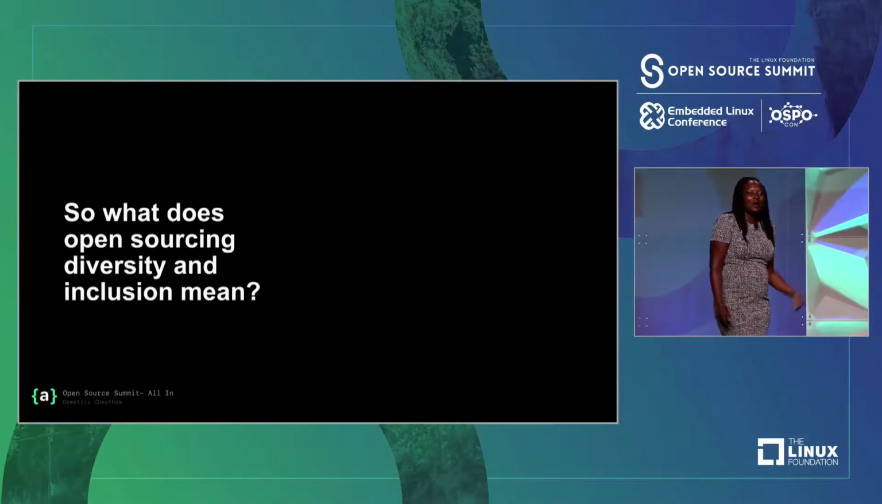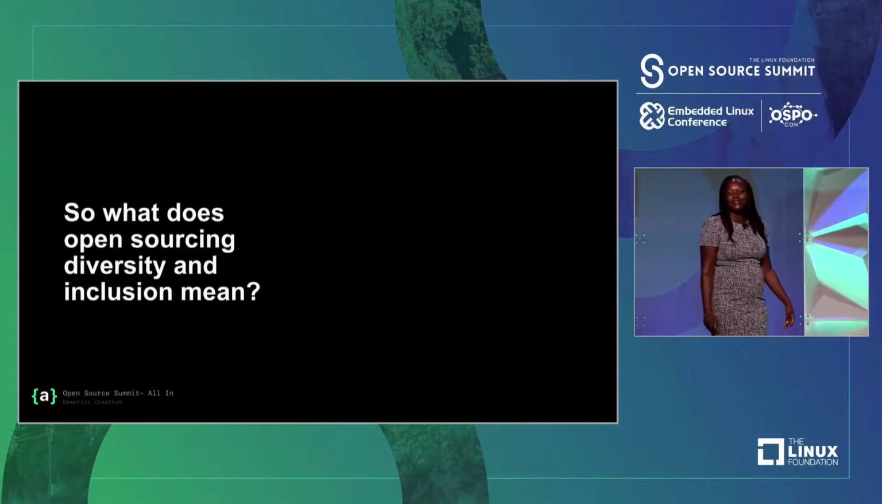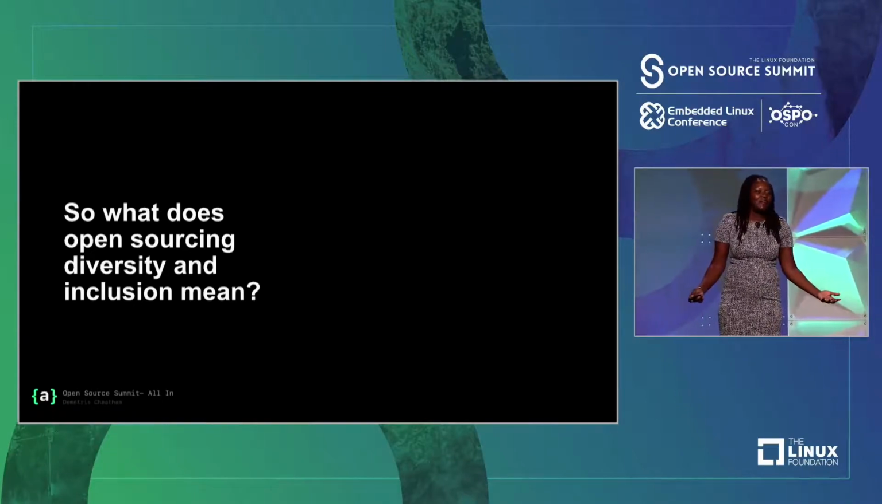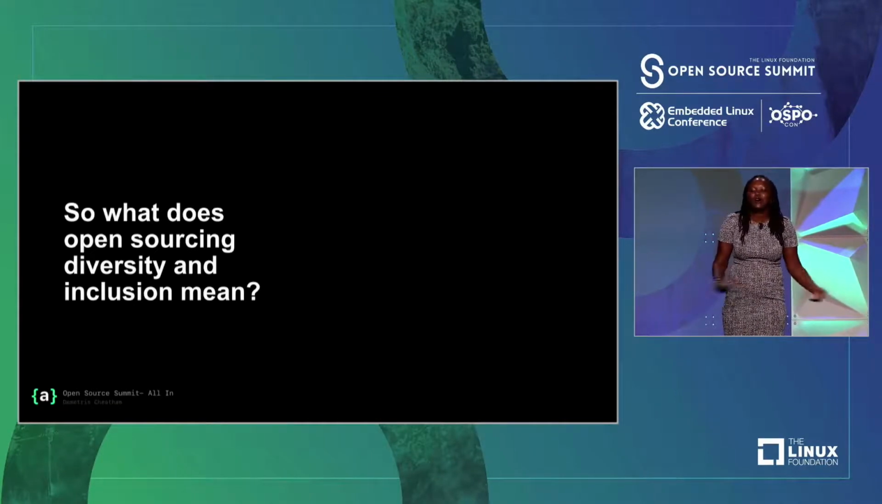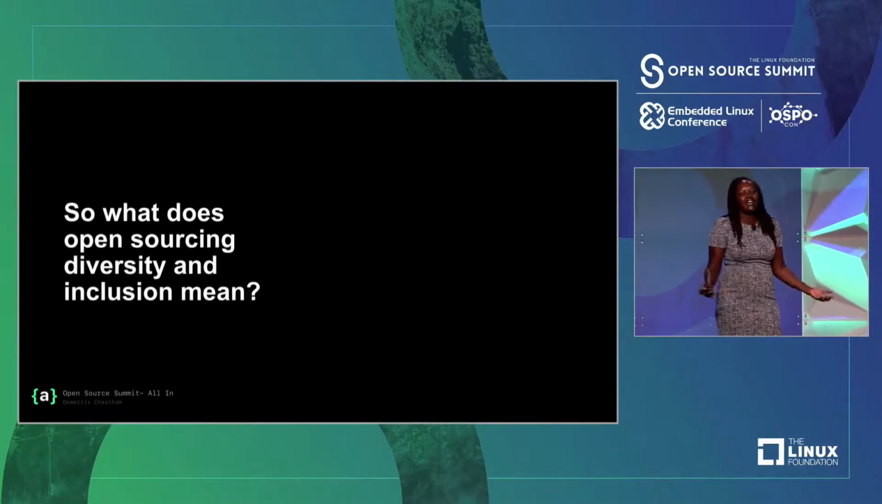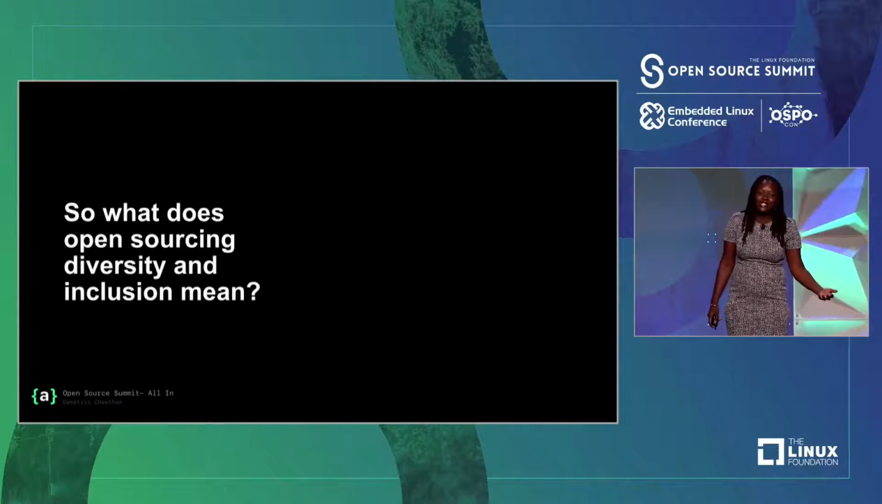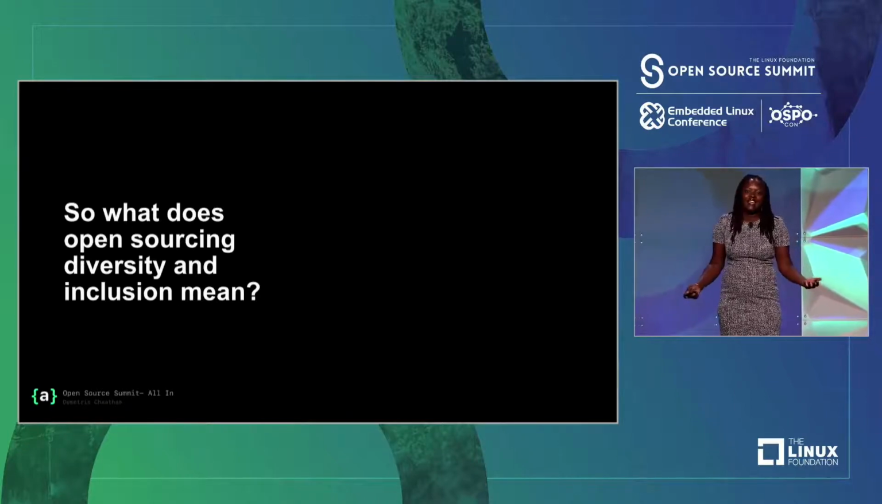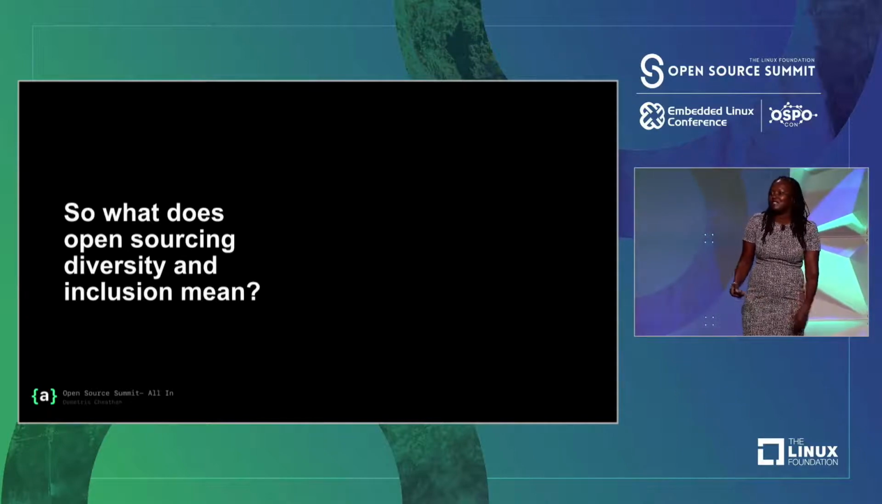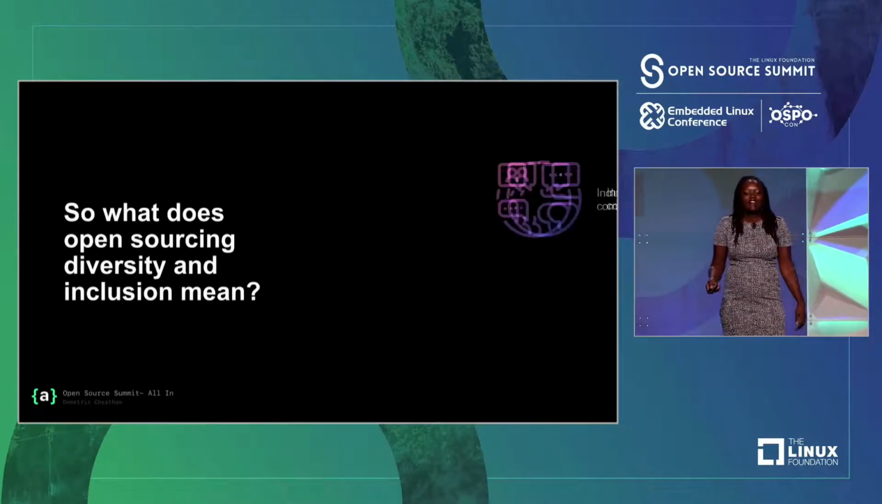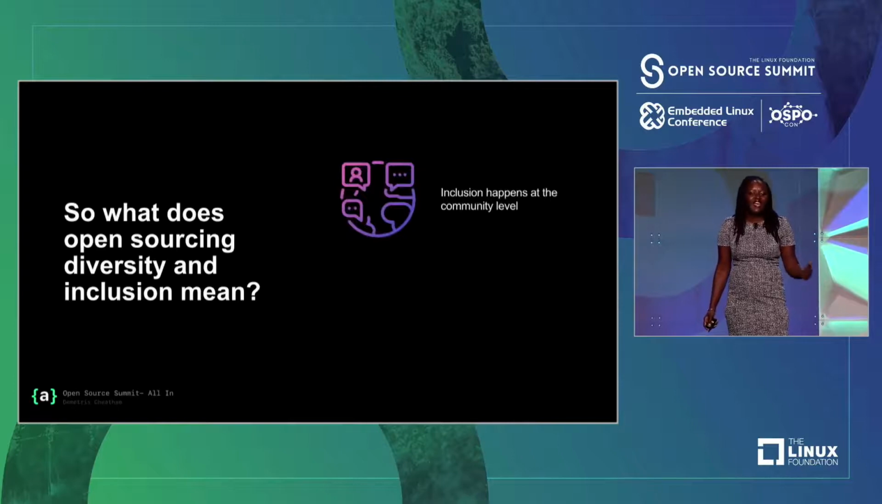So what does open sourcing diversity and inclusion mean? To find that out, we started talking to so many people across the entire open source ecosystem. Many of you who are in this room today and online. And as we had these conversations, there were several themes that started to emerge. First, inclusion happens at the community level.